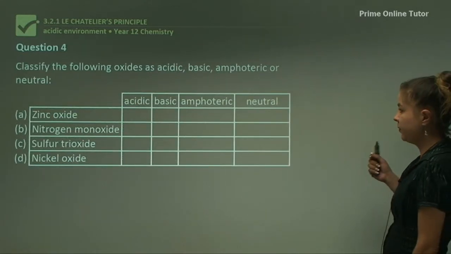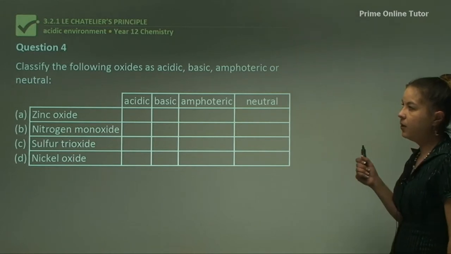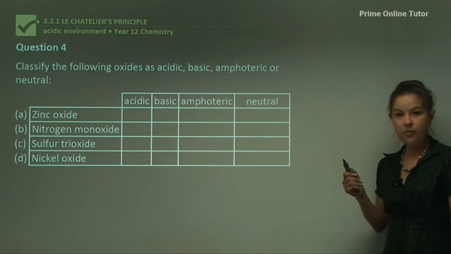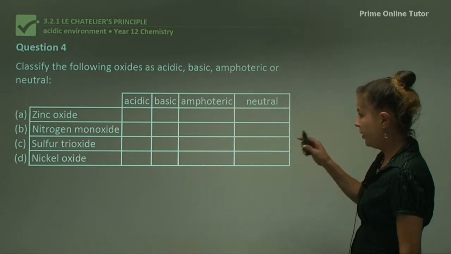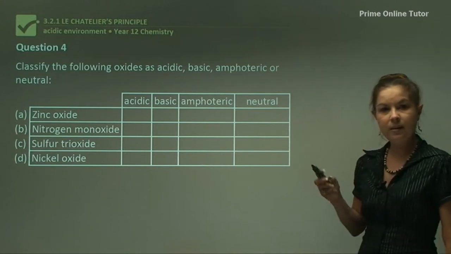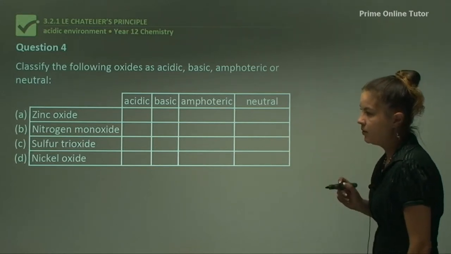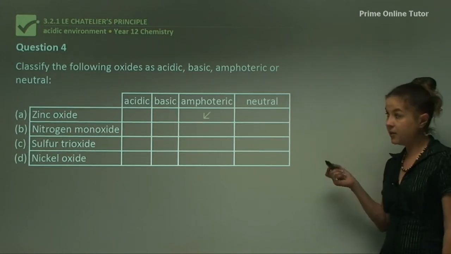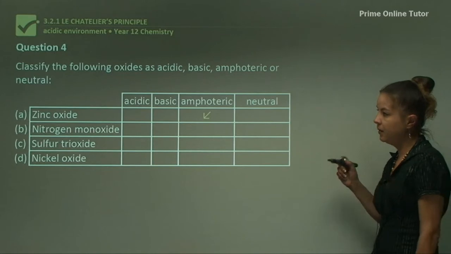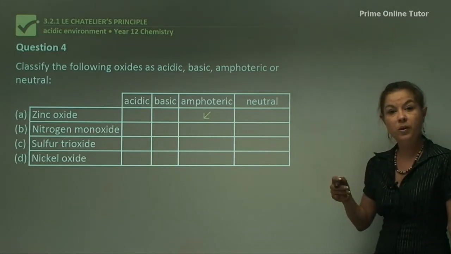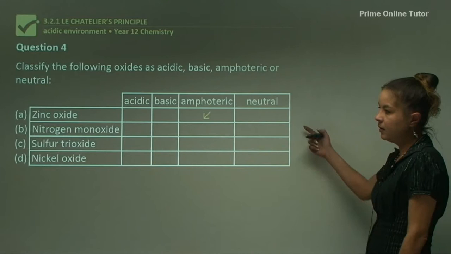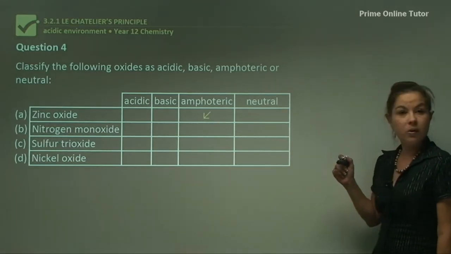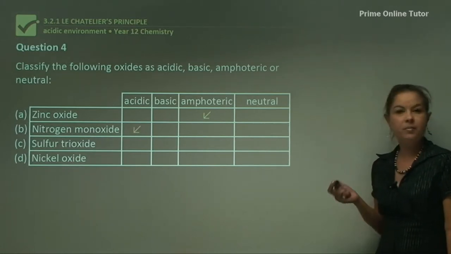Question 4, we've got a table. Classify the following oxides as acidic, basic, amphoteric, or neutral. From what I've run through, you should be able to think that they are one of these things and put a tick in the box. So let's look at zinc oxide. That's a metallic oxide, so it's actually going to be amphoteric. Even though it's a metallic oxide, it's one of the ones that's amphoteric that you need to remember. Another one to remember is lead oxide. That's also amphoteric. Nitrogen monoxide, non-metal. It's going to be a basic oxide.